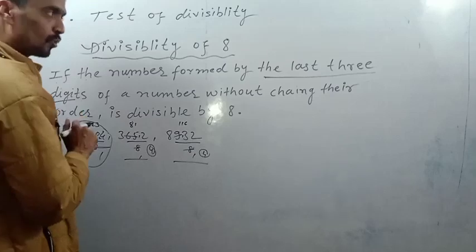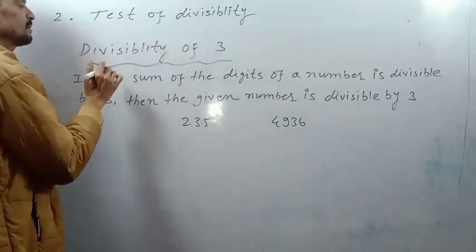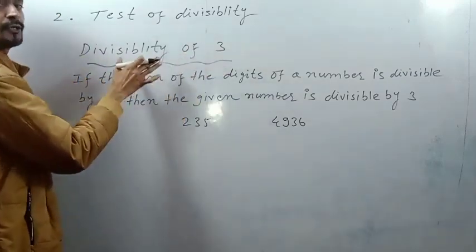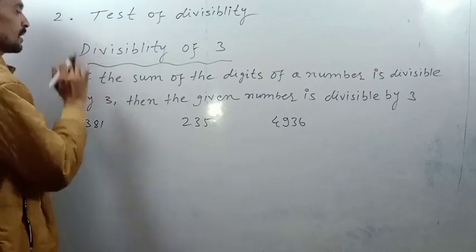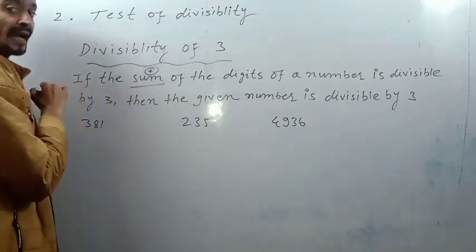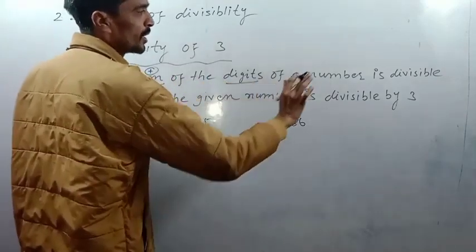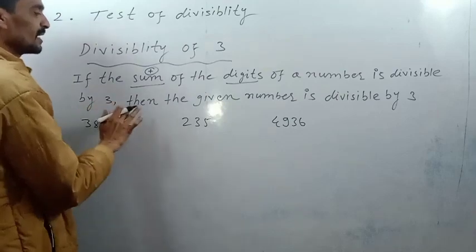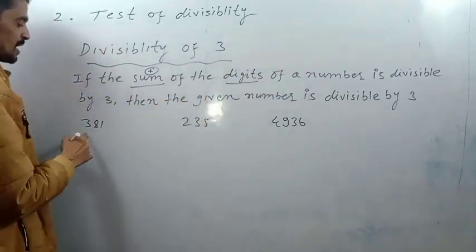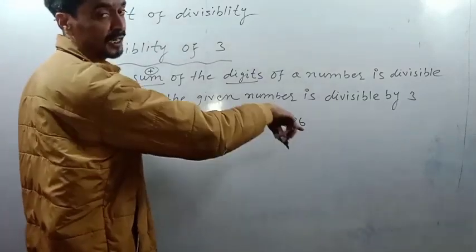I hope you clearly know the test of divisibility, and in that test of divisibility here we have what? Divisibility of 3. So what is the divisibility of 3? Here it is given the definition. If the sum, what is meant by sum? Addition. If the sum of the digits of a number is divisible by 3, then the given number is divisible by 3. So for example, here we have 381, 235 and 4936.